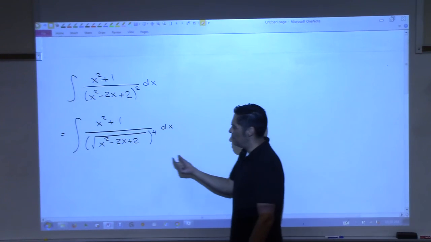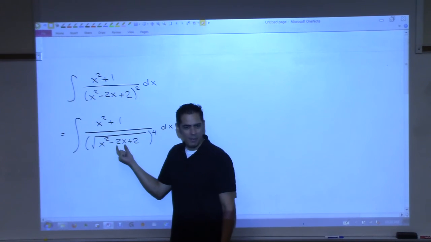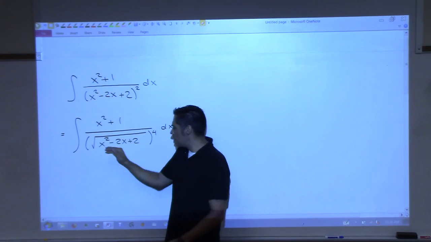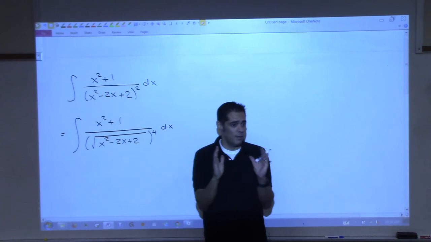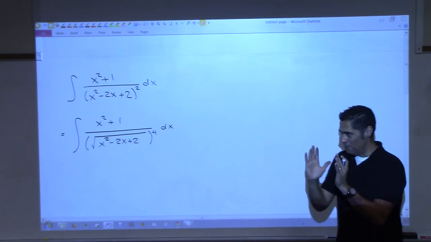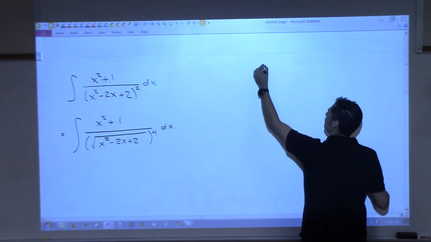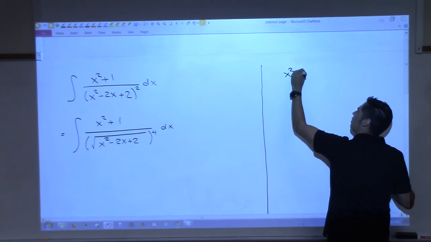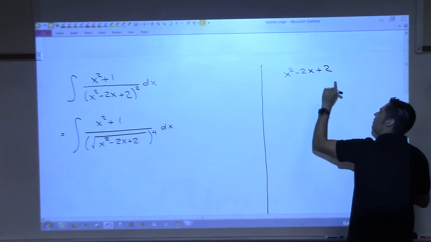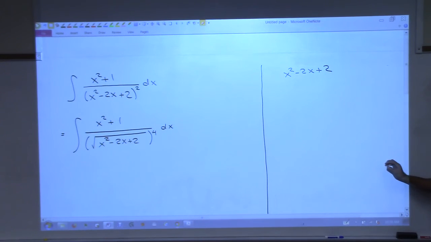We actually have this middle term right here that we have not had before, right? Like if that wasn't there. If that was x squared plus 2, then we would have one of the forms. So here's what I'm going to do. I'm going to go back to college algebra, and I'm going to complete the square on that.